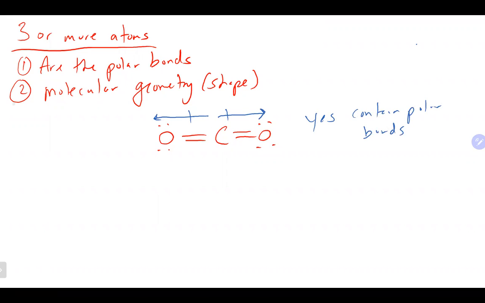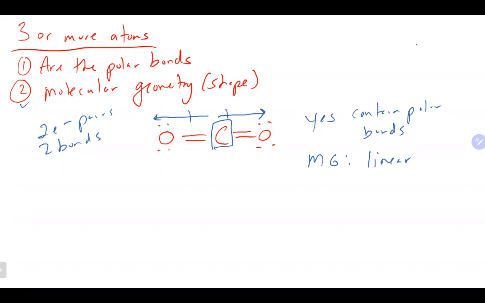So we do have to look at the second thing here, which is what is the geometry? When we look at the central atom, it has 2 electron pairs and it has 2 bonds. So something with 2 electron pairs and 2 bonds has a molecular geometry of linear, which basically means it's a straight line. So we have an oxygen on one end pulling this way, and an oxygen on the other end pulling the other way.